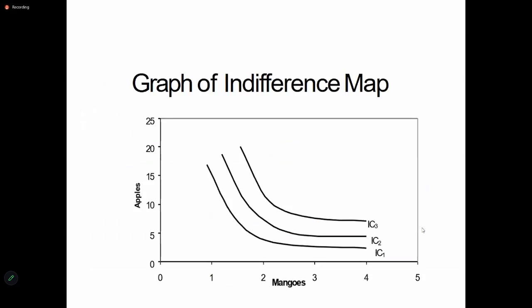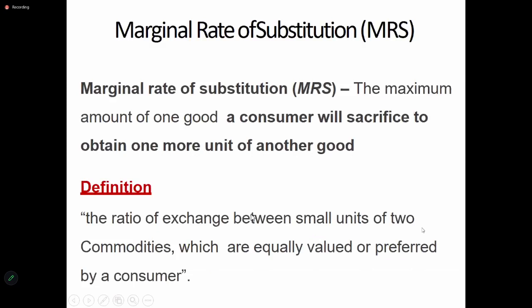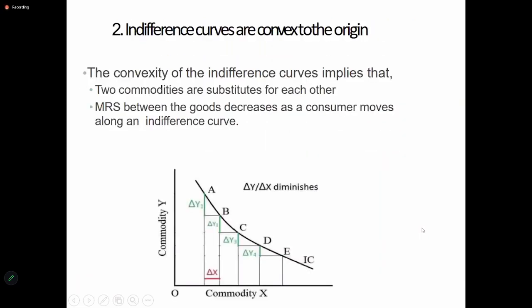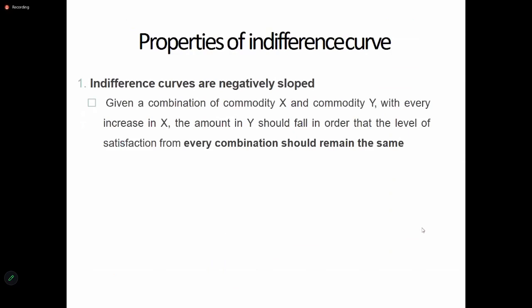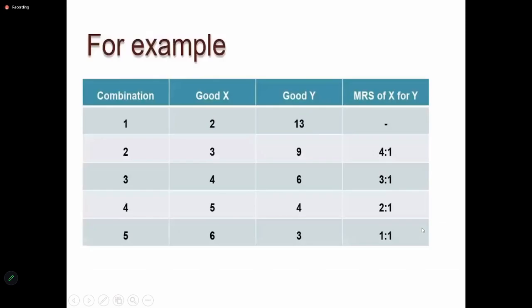See here, negatively sloped like a demand curve. Okay, so here is one characteristic or property: indifference curves are negatively sloped. Given a combination of commodity X and Y, with every increase in X, the amount of Y should fall. So here it's very clear to you all. Okay? To get 1, we have to sacrifice 4.